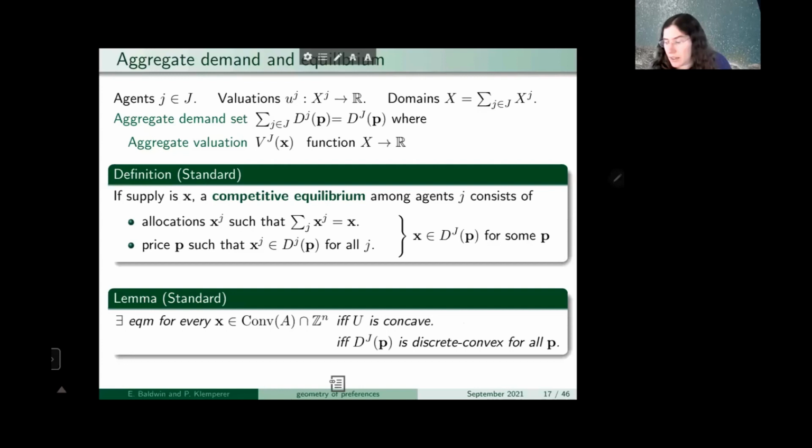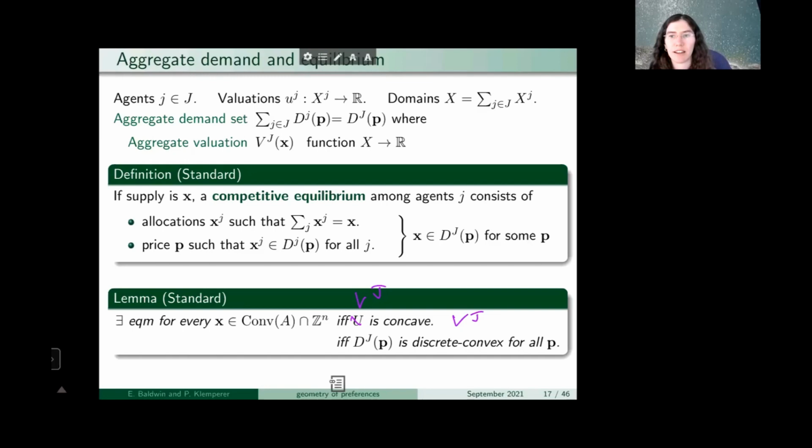And we see then the competitive equilibrium done in this way with an external supply, that there exists an equilibrium for every possible external supply if and only if, I'm sorry, this is a tiny bit of notation I failed to change to Alex's formulation, if and only if Vj, sorry, is that invisible there? Vj, our aggregate valuation, is concave. So you might say, okay, now you need to know what Vj is. But that holds if and only if the demand set is discrete convex for all prices. This is exactly the lemma that we had on the previous slide, just now applied to the aggregate case.